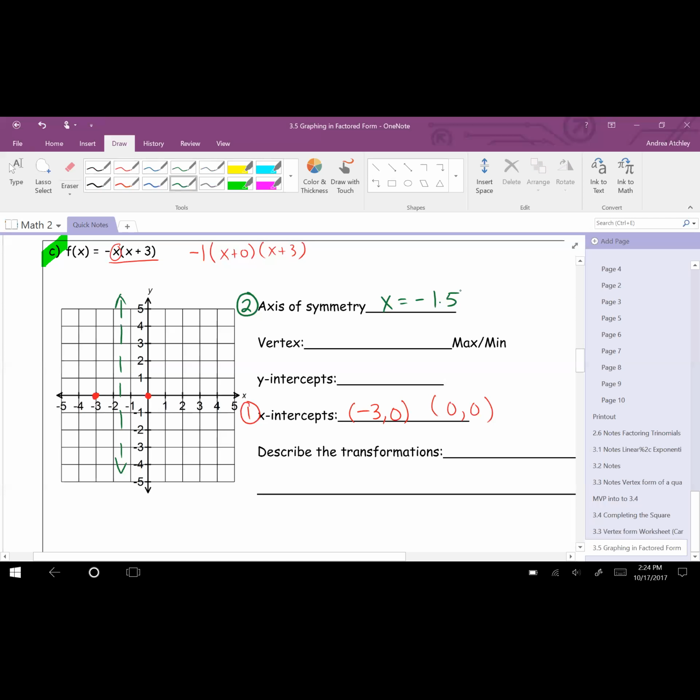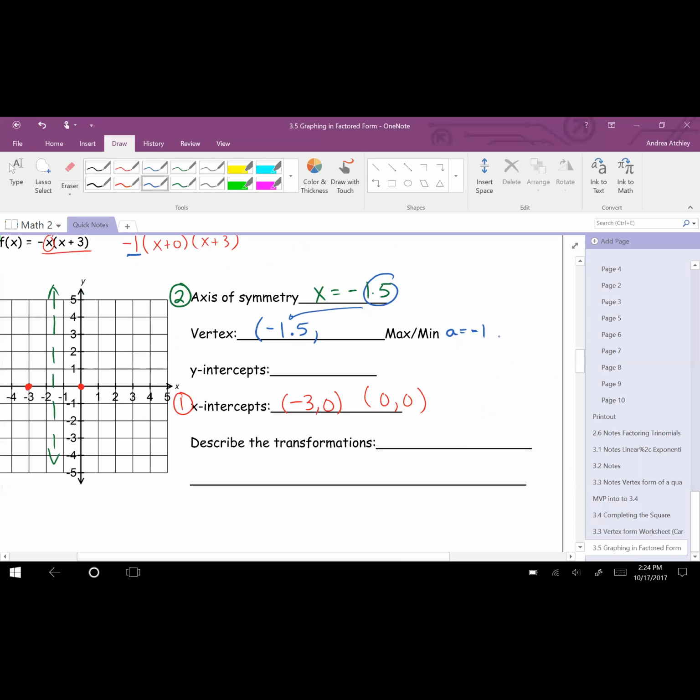So my axis of symmetry is x equals -1.5. So that is still my x value of my vertex. But it makes finding the y a little harder. Okay, I still have my a value here. My a value is the -1. That helps me because it tells me my parabola is facing down. Therefore, my vertex is a maximum.